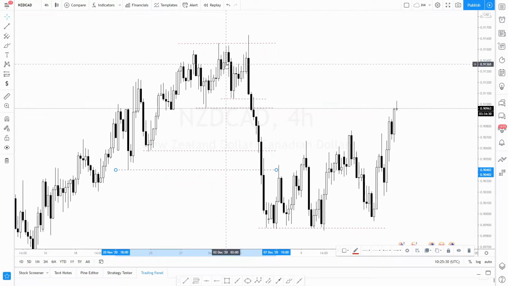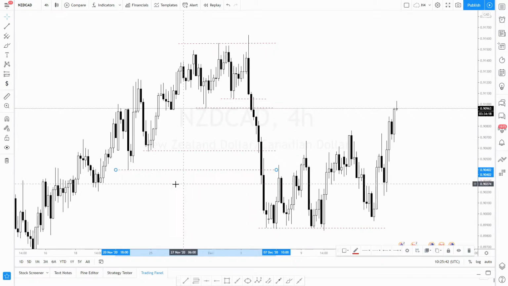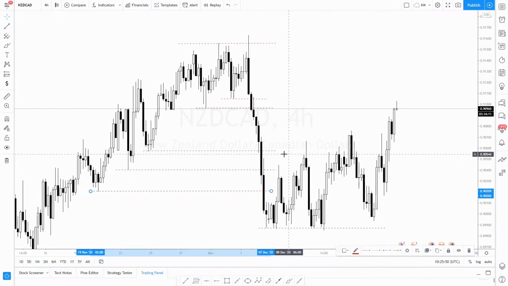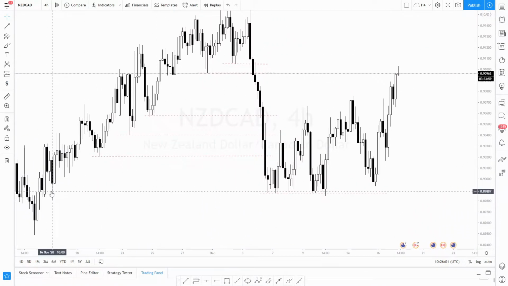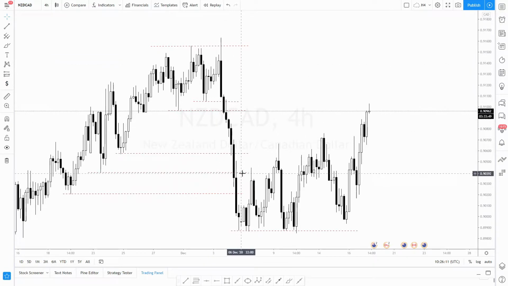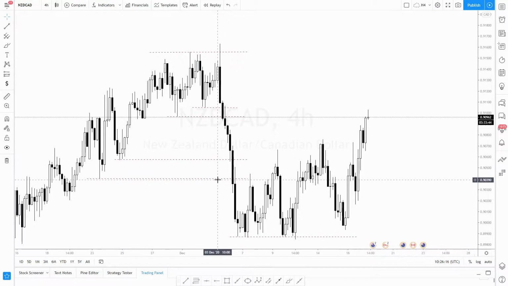And then it consolidated for a bit. It's done an impulsive move, taking out all this market structure right here, taking all of these out. It stopped at this and made a support around this level. As you can see, price was just bouncing on this support. But this impulsive move broke a lot of structure.